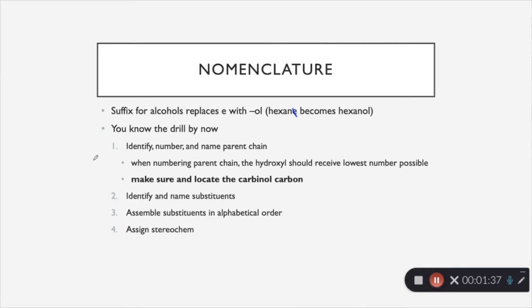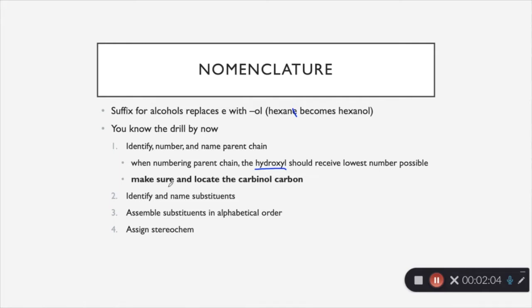And then when you are numbering the parent chain, in this case, the hydroxyl group is going to receive the lowest number possible. So like for alkenes, the main group is going to be that double bond, and that should receive the lowest number possible. For alkynes, the lowest number possible should be on the triple bond. Same thing with alcohols. The lowest number possible should be on the hydroxyl because that's what makes it an alcohol.